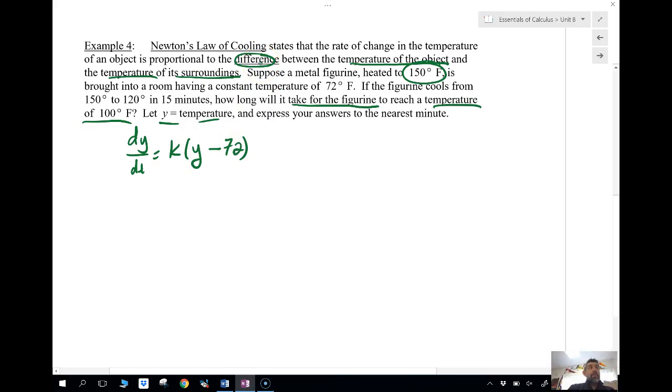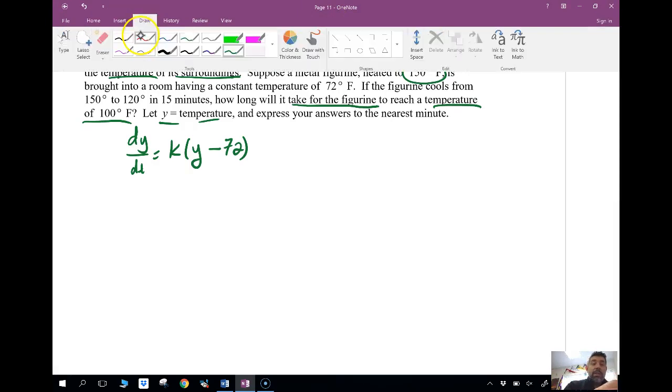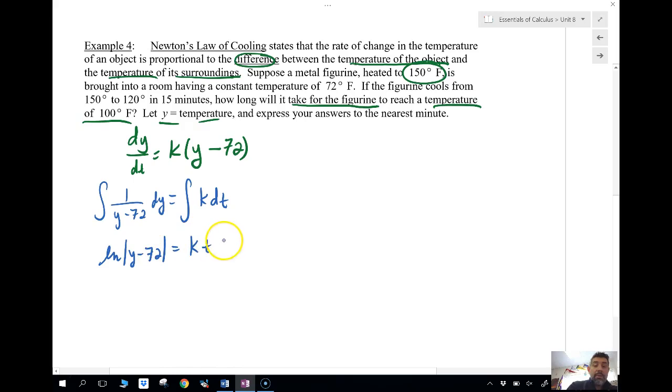So y minus 72. Well, now that we have that, that will be nice because we will now be able to take the antiderivative. So we're going to bring the y minus 72 over. So we're going to have 1 over y minus 72, dy, equals k dt, when we separate the variables. All right, so now we're going to do that, and we're going to get ln of absolute value of y minus 72 equals kt plus c.